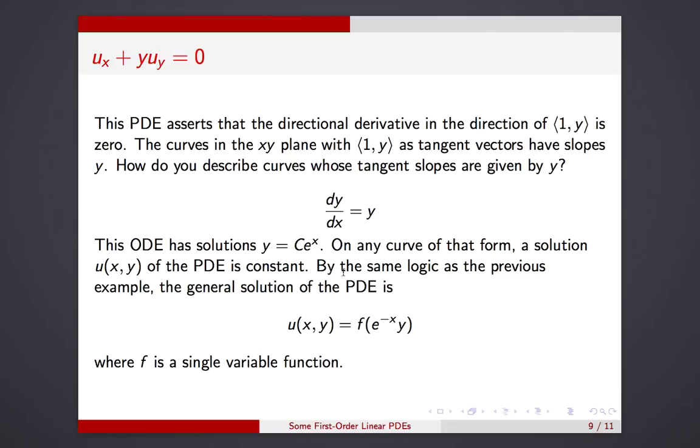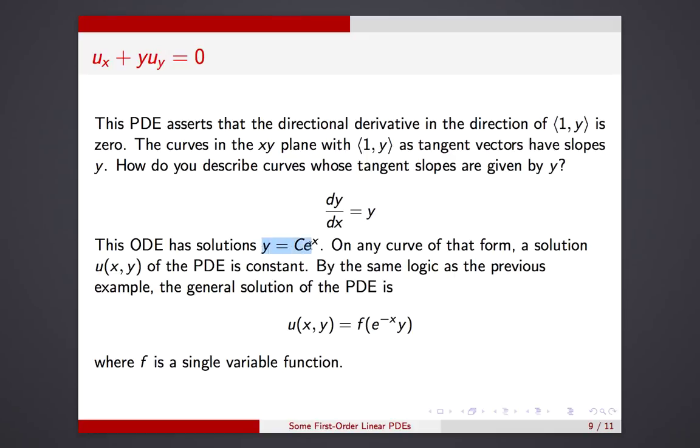So certainly the derivative of e to the x is e to the x, but the derivative of like 2e to the x is also 2e to the x, you know, etc. So you can take the e to the x and scale it by whatever you want. So on any curve of that form, a solution u(x,y) of the PDE is constant, just like in the previous example. So again, the directional derivative in these directions is 0. But having a directional derivative of 0 means there's no change in that direction, which means you are constant in that direction. So you are constant on these curves.